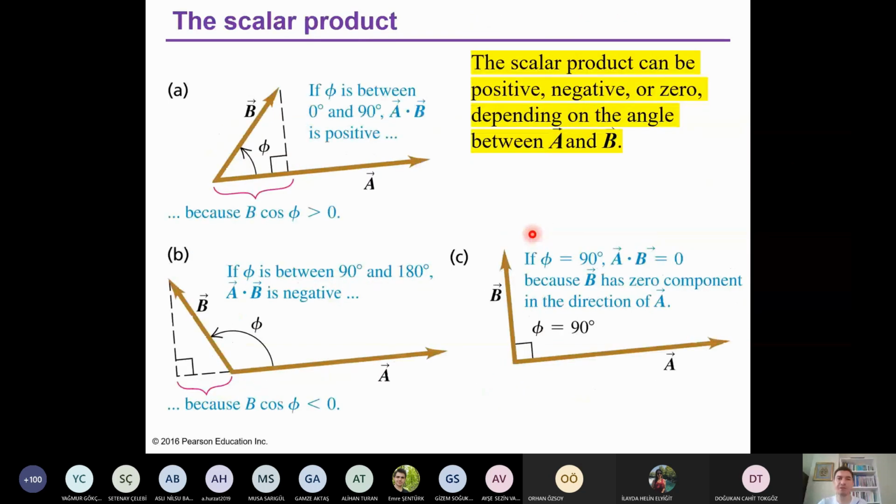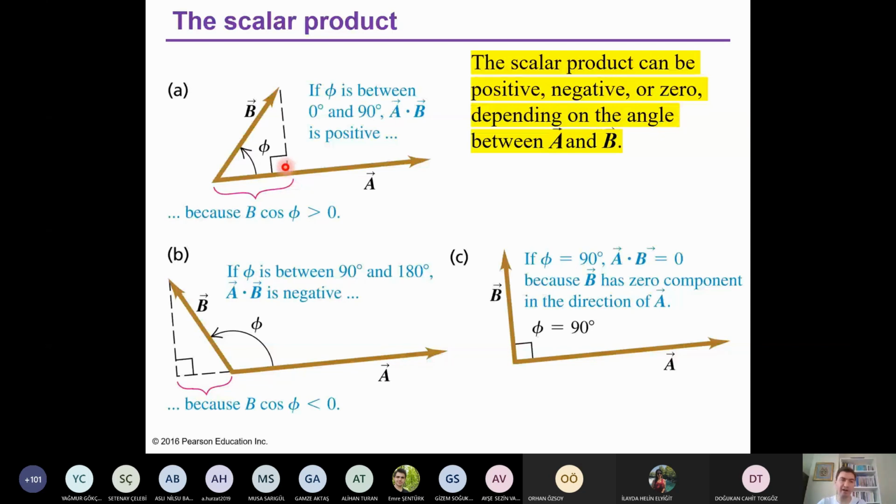Now let me continue. The result of the scalar product can be positive, can be negative, or it can be zero, okay? It depends on the angle in between. So here we have A vector, here we have B vector, and here we have phi angle in between. So depending on the phi angle, it can be positive, negative, or zero. So let's have a look. Here, phi angle is less than 90 degrees. So it is between 0 and 90 degrees. We know that cosine phi is positive in this range, from the trigonometry, right? So then the result will be positive.